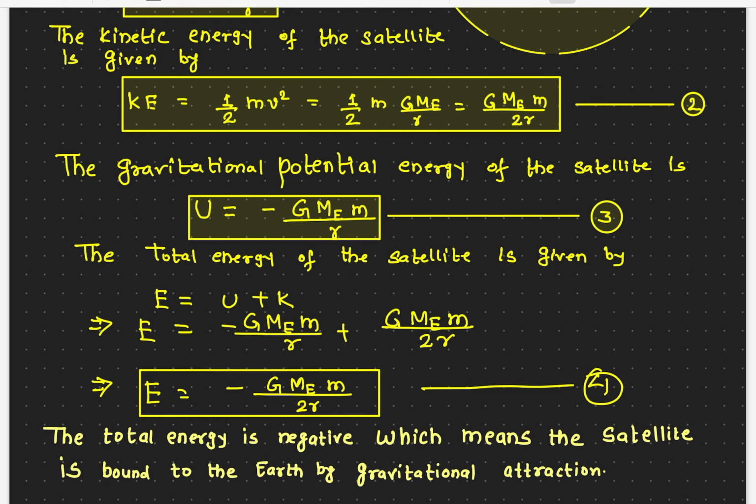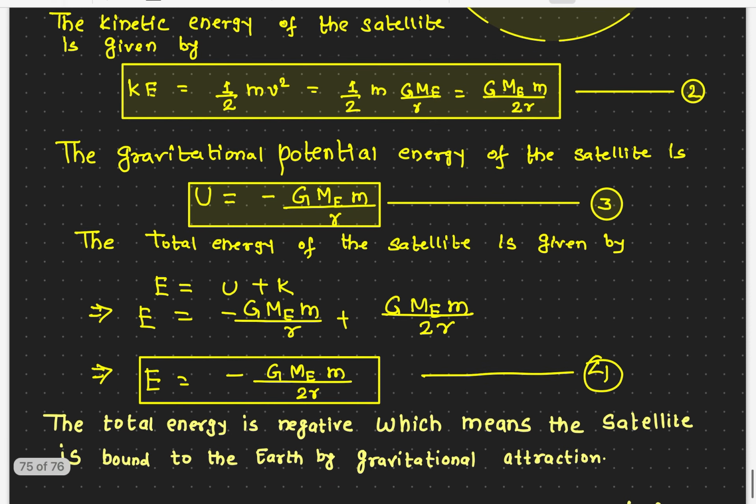Once we have the kinetic energy and the potential energy, the total energy would be simply the summation of the potential energy plus kinetic energy. So let's write it down. The potential energy is this number here, so I'm simply writing it down. And the kinetic energy is G Me m over 2r. If you do the math, you'll get this number here, negative G Me m over 2r. And I'll explain a few terms here.